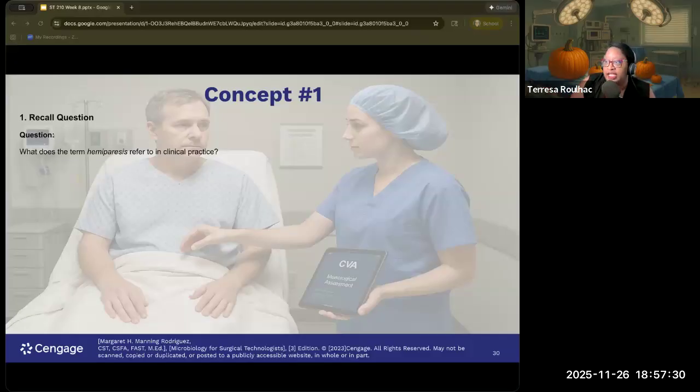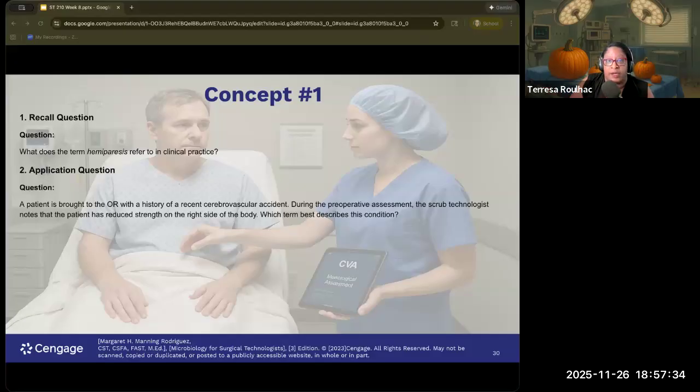Now, for the application, a patient is brought to the operating room with a history of a recent cerebrovascular accident. During the perioperative assessment, the scrub tech notes that the patient has reduced strength on the right side of the body. Which term best describes the condition?